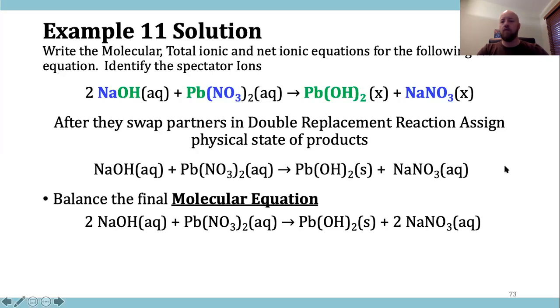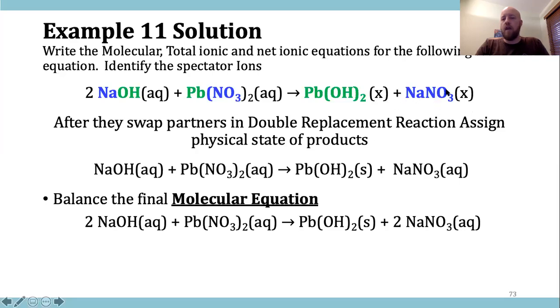All right. So our first step here is identifying just what are we mixing? What are we getting out of this? And so the positive ions are going to swap partners. So the sodium is going to swap with the lead. And so you're going to end up with the sodium nitrate and the lead hydroxide. The lead is 2+ over here, so it is still 2+ as a product. So that means we get the lead 2 hydroxide because we had lead 2 nitrate.